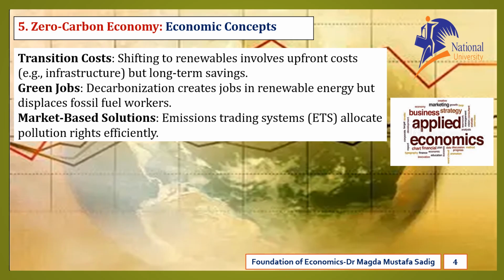Market-based solutions. Emissions trading systems. An emissions trading system is like a market for pollution. Governments set a cap on total carbon emissions and give or sell pollution rights, or permits, to companies. If a company pollutes less, it can sell its extra permits to others who pollute more. This encourages companies to cut emissions efficiently.